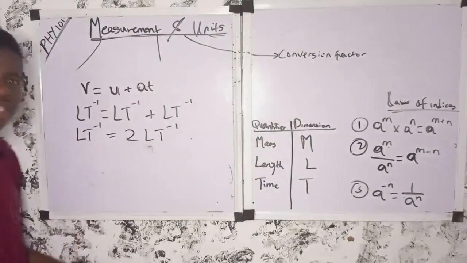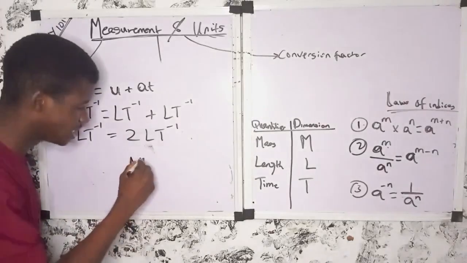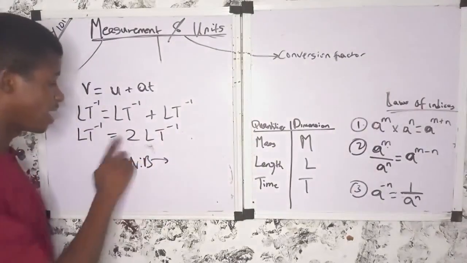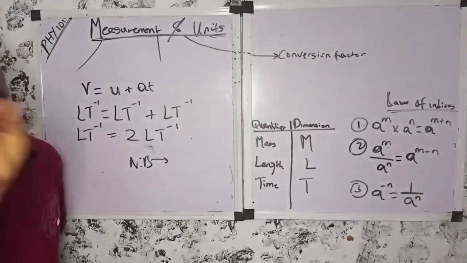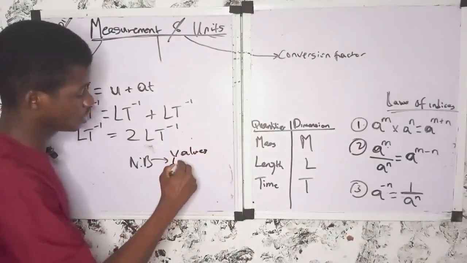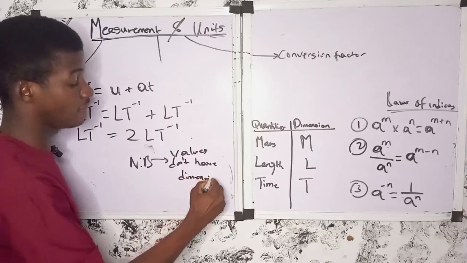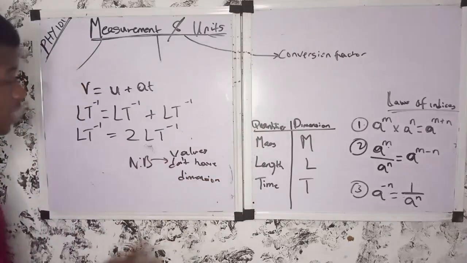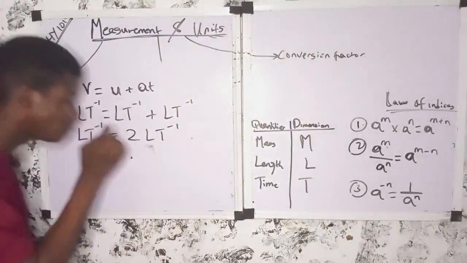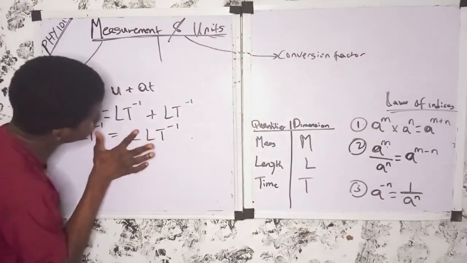This gives us 2L to the power minus 1. Now please take note, this is very, very important: values or figures don't have dimension. Please, this is very important. Values don't have dimension. So since 2, which is a value, does not have dimension, we can easily just cancel this.